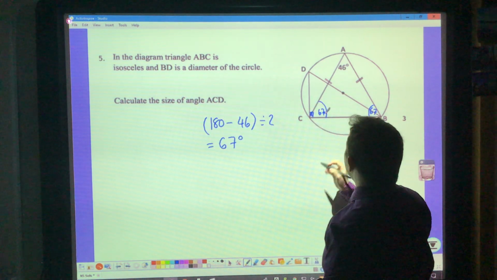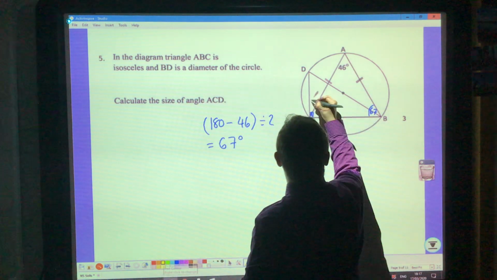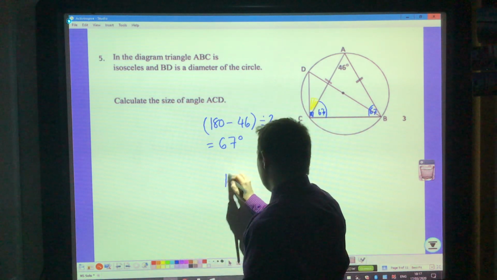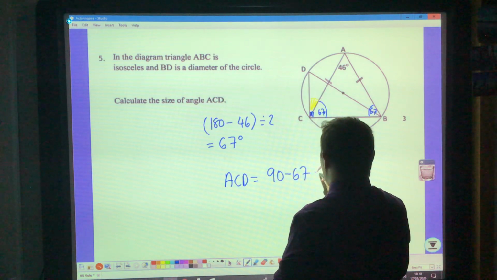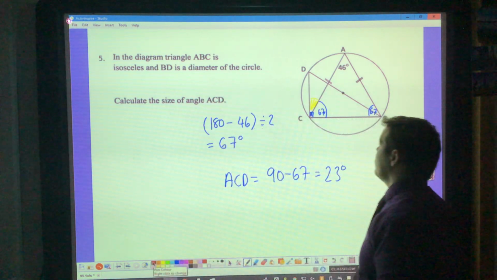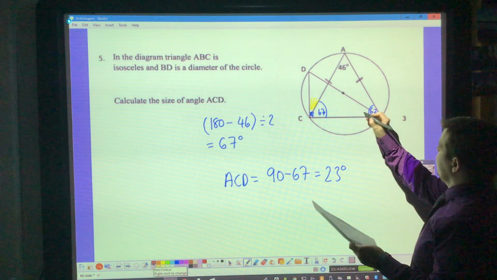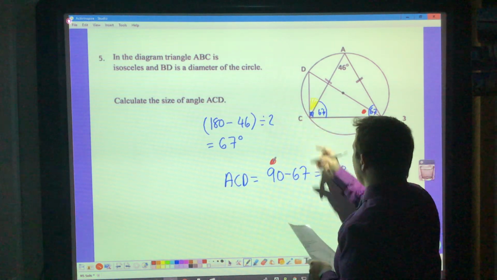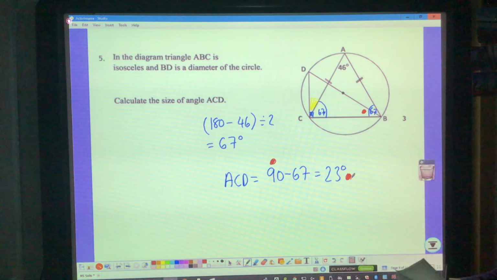What are we asked to find? ACD, so ACD, let's colour it in yellow, this bit in here. Well, ACD must be 90, take away 67, which is 23 degrees. 3 marks, there's different ways to do this. I am going to give you a mark for identifying the 67, for knowing to do 90 there, and then 23 for your final answer.